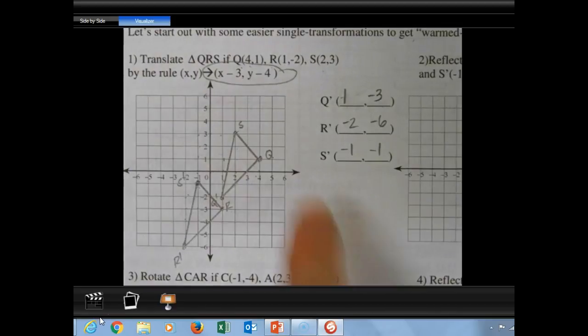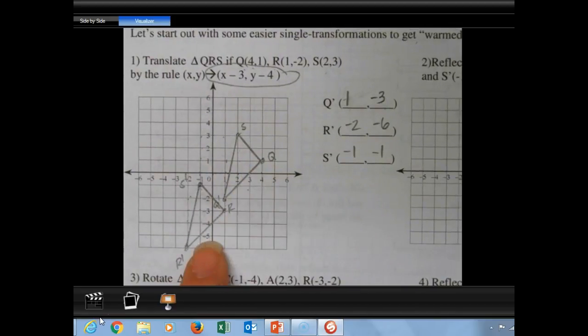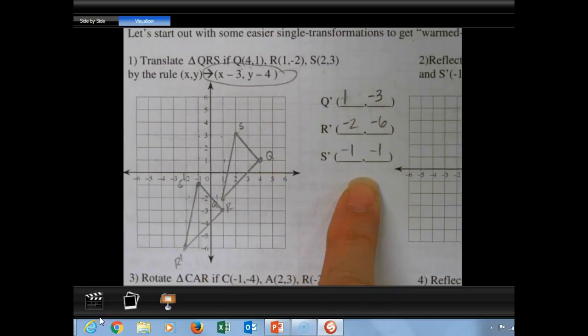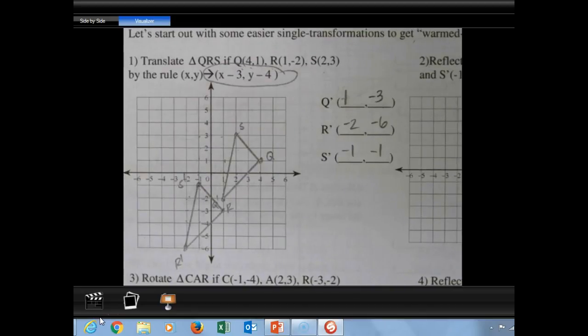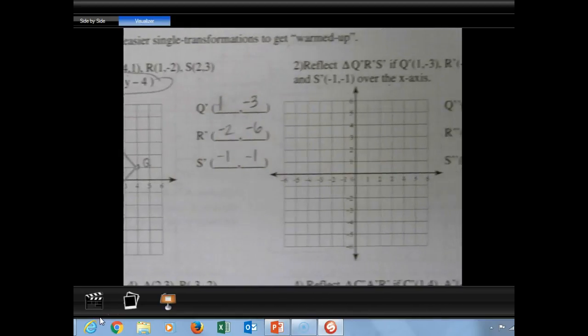Okay, so this did not change size or shape, just changed location. Went left 3 and down 4. Those are my ordered pairs for my prime. But that is simply one transformation, right? So it's not composite yet. Okay, so now we're going to go and do the composite part.